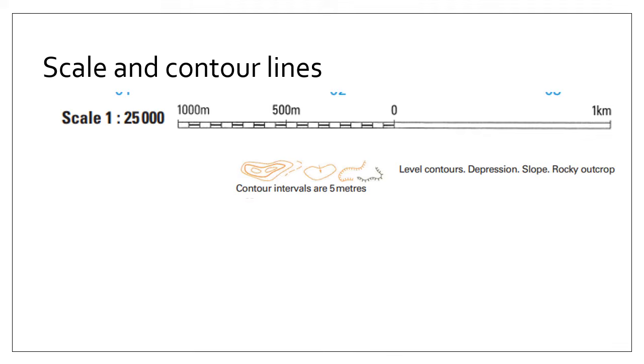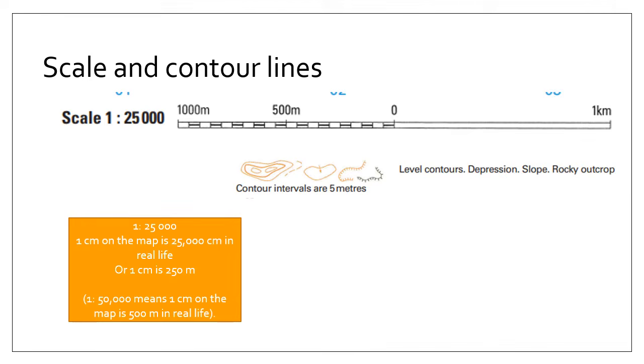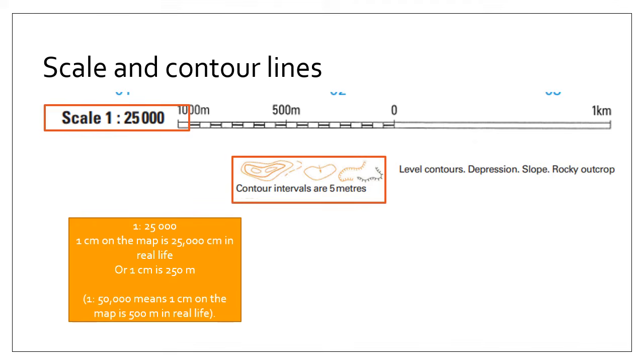As well, when you've got the map out in front of you, double check that you know what the scale is and you know what the contour intervals are. Remember the scale. In this particular case, if it's 1 to 25,000, 1 centimetre on the map is 25,000 centimetres in real life, or 1 centimetre is 250 metres. Another common scale is 1 to 50,000, which means 1 centimetre on the map is 500 metres in real life. And again, these are the two bits of information that you need to be aware of.